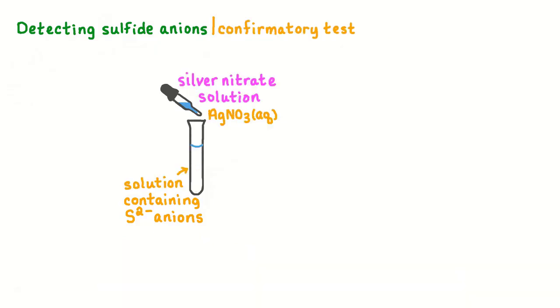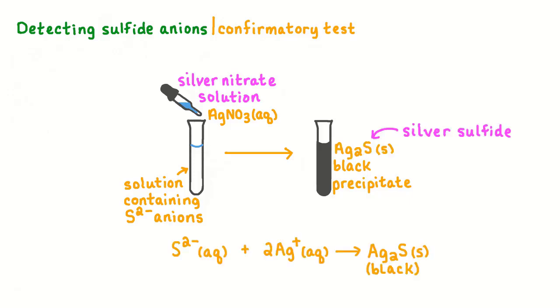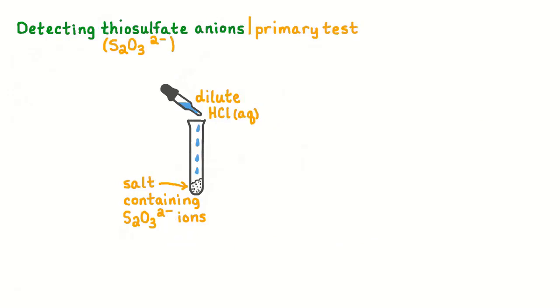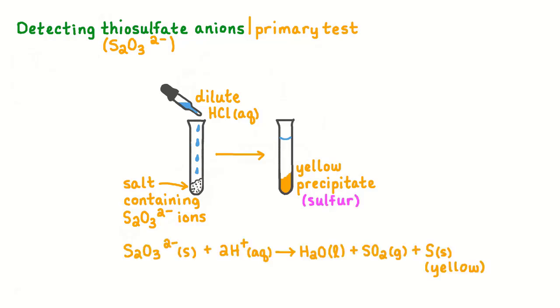The confirmatory test for sulfide ions is the use of a solution of silver nitrate. And once again here, we form a black substance. This time, silver sulfide, which is a black precipitate, forms inside the test tube. When we use hydrochloric acid to test for the presence of thiosulfate anions, we need to look out for a yellow precipitate. The yellow precipitate is solid sulfur.